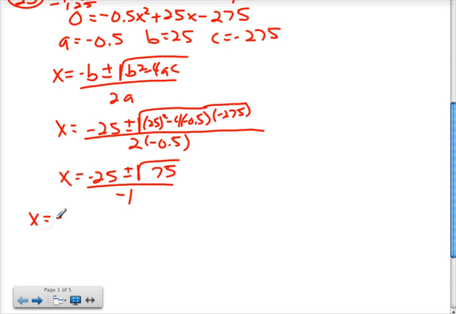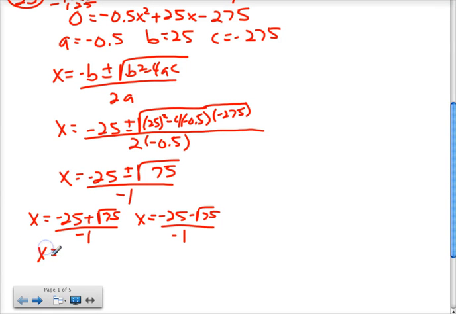So x will equal negative 25 plus the square root of 75 divided by negative 1, and negative 25 minus the square root of 75 divided by negative 1. So we punch them in and see what we get here. Negative 25 plus the square root of 75 is negative 16.3397 and so on. But if you divide that by your negative 1, of course, it's going to be positive. So $16.34 approximately.